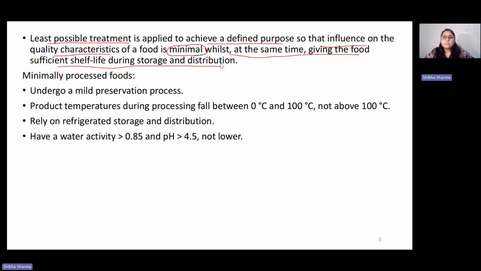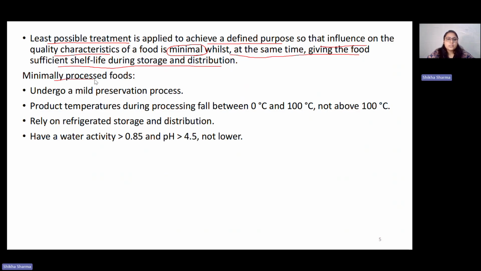And sometimes we can have a defined purpose that the quality characteristics should be maintained, along with the food product having sufficient shelf life, suppose 1 month or 2 months, so it can reach the consumers in a good state. Also it is fresh-like produce, so that is more in demand by the consumers.